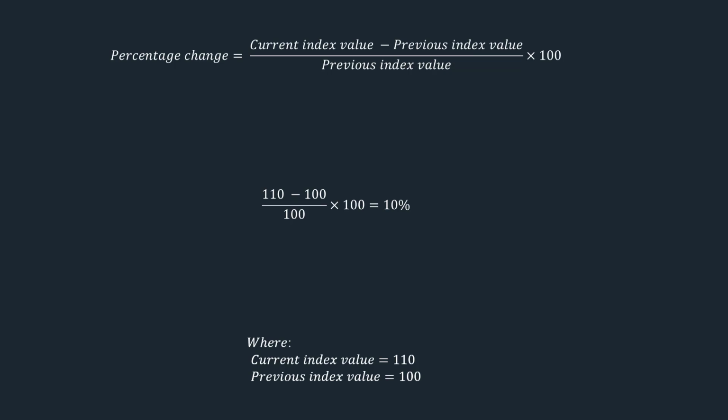We can calculate the percentage change over that year with the following equation. Percentage change equals current index value minus previous index value, divided by the previous index value, times 100. In our example, we would get 110 minus 100, divided by 100, times 100, equals 10%, where the current index value equals 110 and the previous index value equals 100.